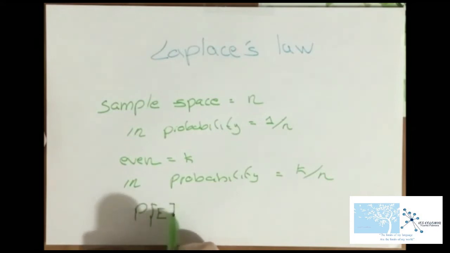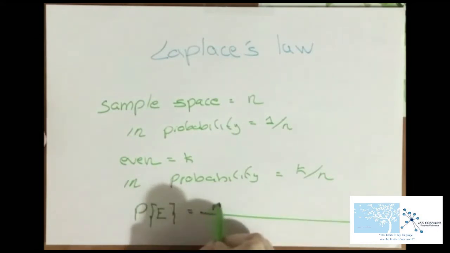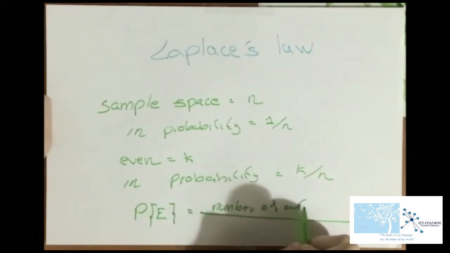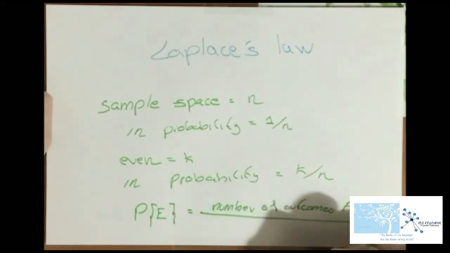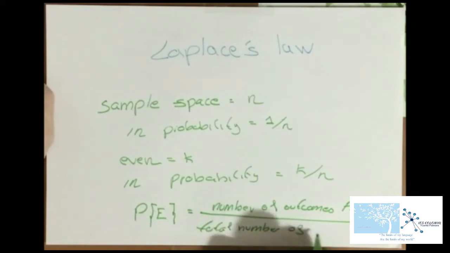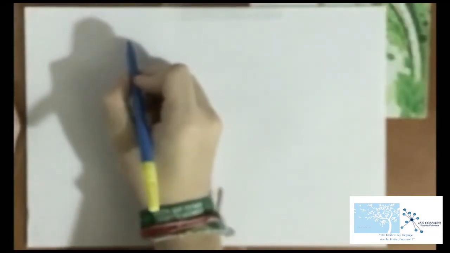If the sample space has n outcomes and the experiment is fair, then they all have the same probability, 1 over n. If an event has k outcomes, then its probability is k over n. And now I have one problem.